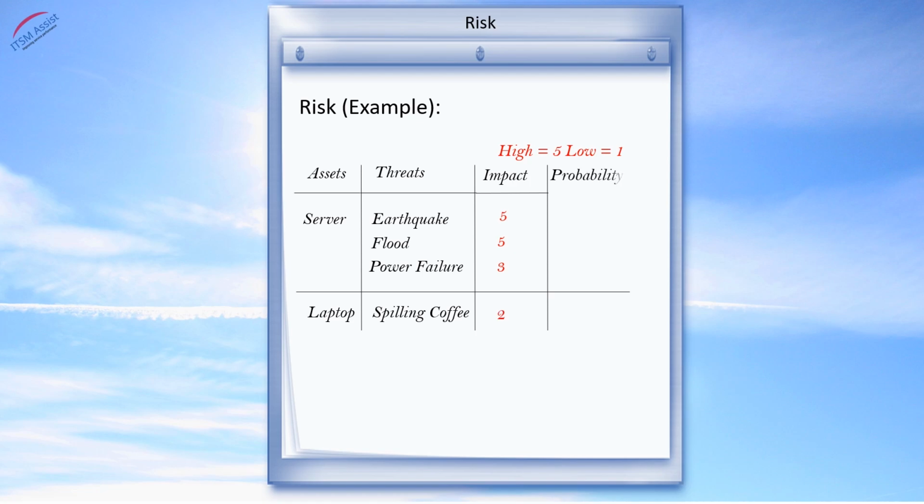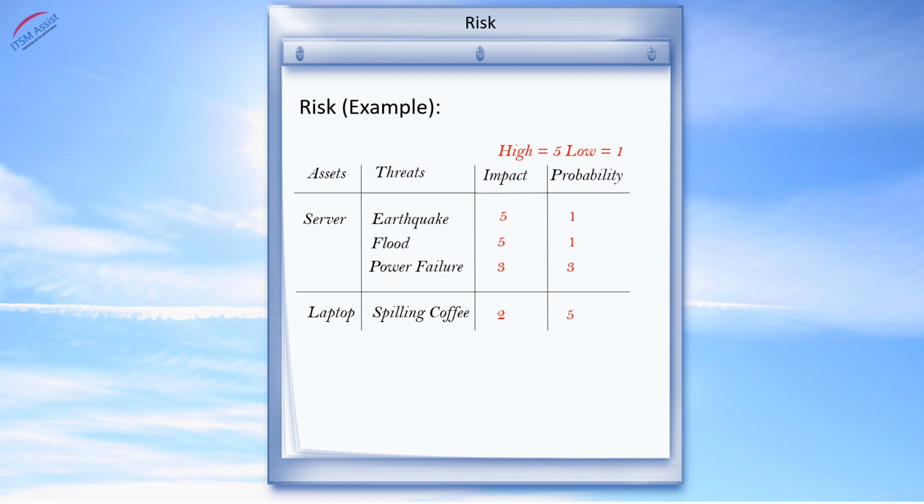Now we need to identify the probability, meaning the likelihood of these threats occurring, because this is what risk is about: impact and probability. And we will apply the same scoring format. Of course, the probability will vary depending on the environment, type of work, and industry, etc. In our example, an earthquake is unlikely, so we will score this a 1. And the same for a flood, so we will also score this 1. Now, in this example, we have had 2 power failures in the last 5 years, so this is quite likely. Therefore, we will score this with a 3. And as for spilling coffee, we can absolutely guarantee that this will happen, so we will score this 5.